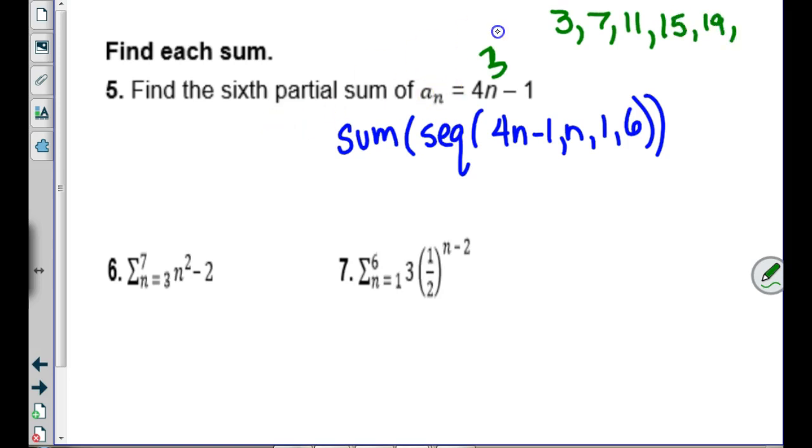And I'm supposed to find the sum of the first 6. So there's my list, and then I add them up. 26 times 3, 78 maybe?